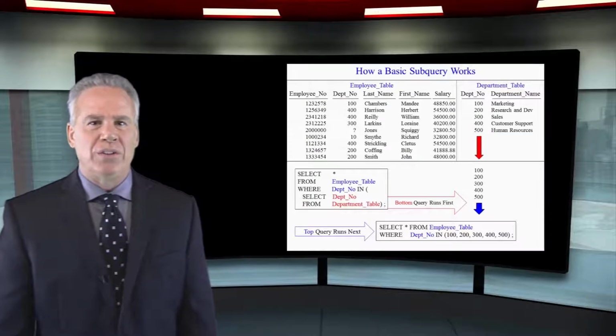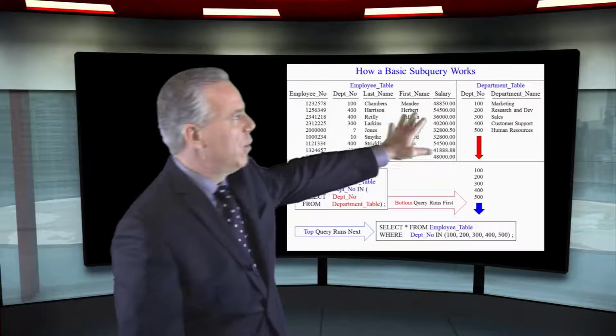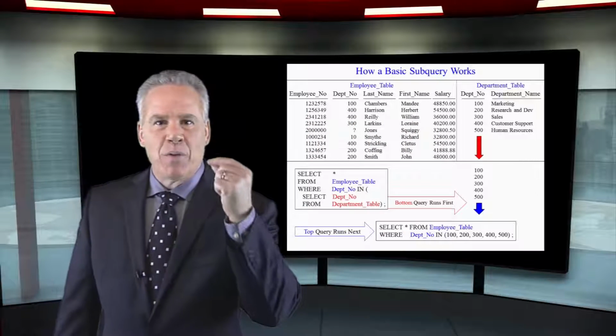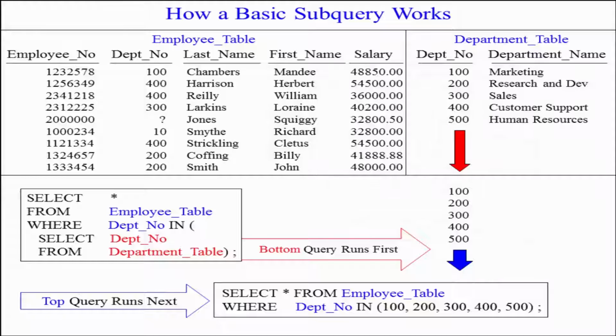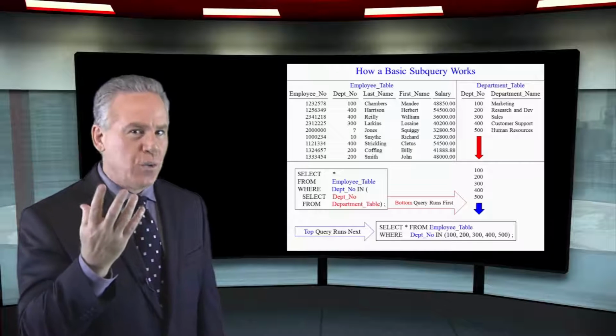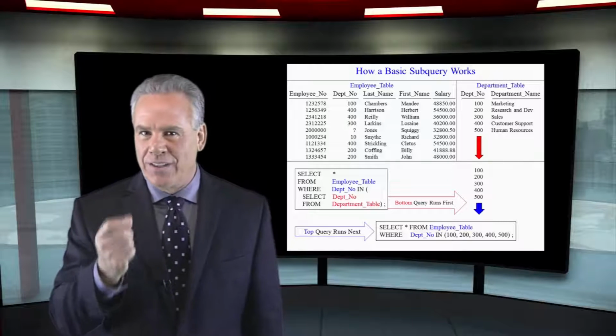Take a look at my tables here at the top. We've got the employee table, but we have the department table, and it's got departments 100, 200, 300, 400, 500. Now let's look at the query. Let's not look at the top in blue, but the red. We're selecting the department number from department table, and that's what it populates in the in list, 100, 200, 300, 400, 500. And then the top query runs. Select everything from employee table where department number's in 100, 200, 300, 400, or 500. That's kind of the fundamentals I want you to visualize when you're thinking about a subquery.